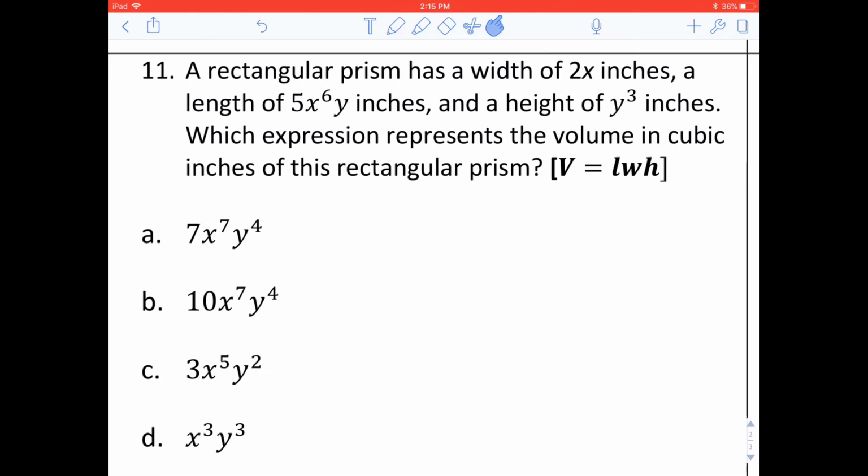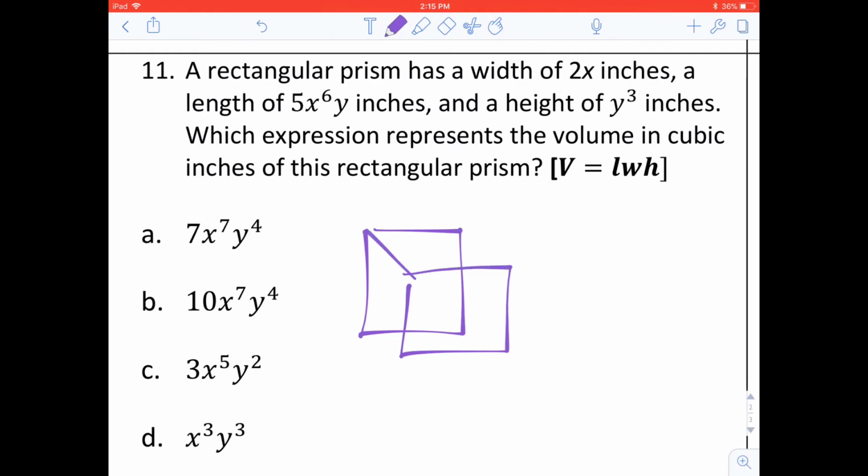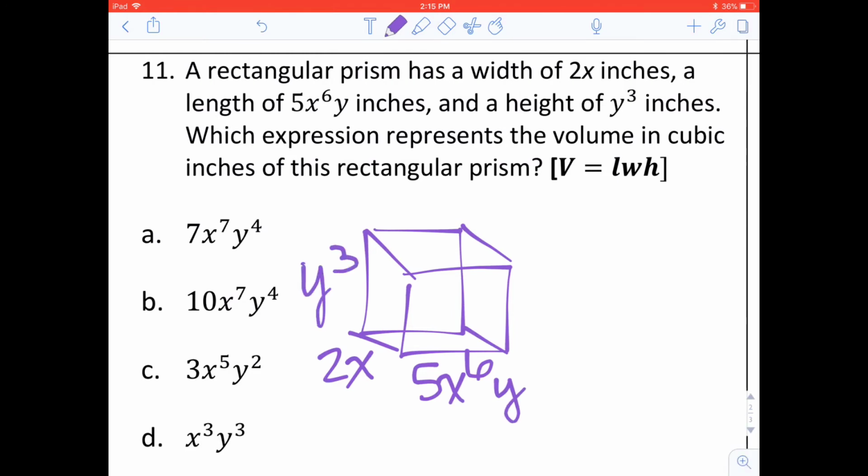And 11, we have a rectangular prism. So if you want to draw a rectangular prism, you can do that. And we can label the sides. I'll say the width is 2x. The length, we'll just say, is 5x to the 6th power y. And it has a height of y to the 3rd.